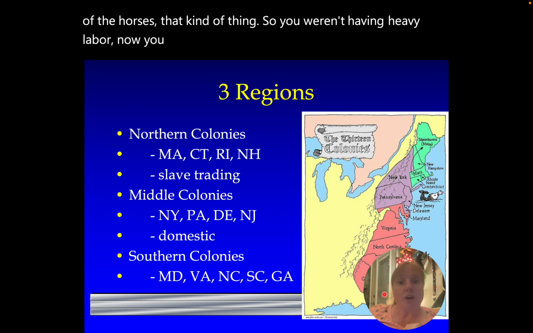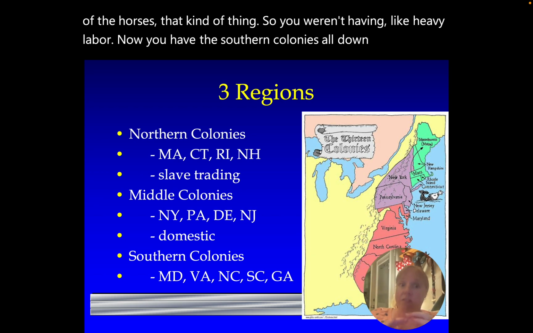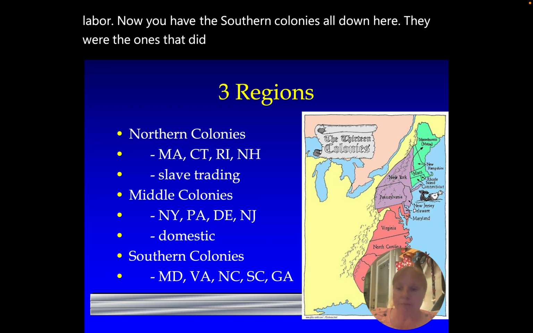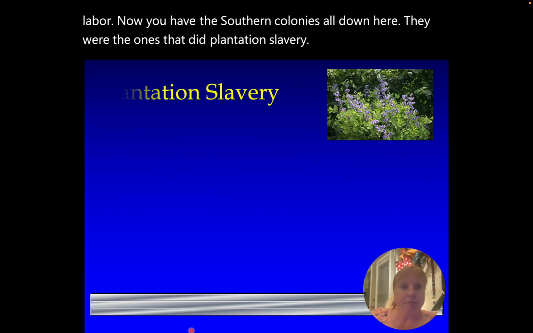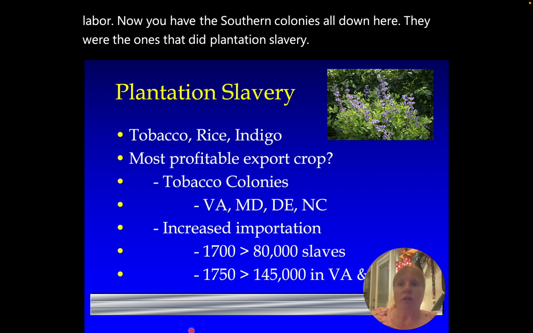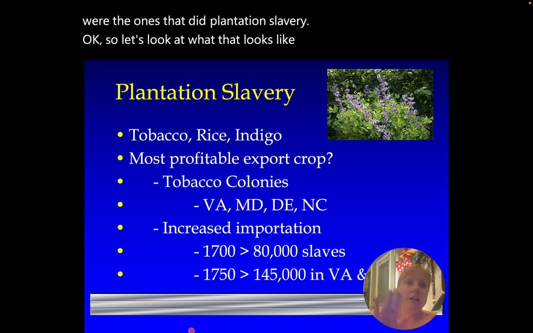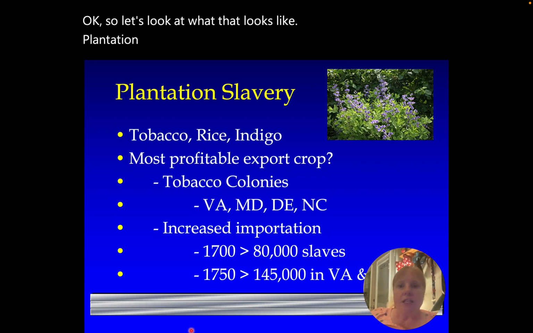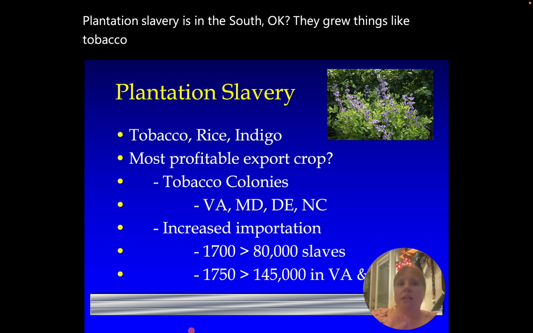Now you have the southern colonies all down here. They were the ones that did plantation slavery. Okay, so let's look at what that looks like. Plantation slavery is in the South. Okay, they grew things like tobacco, rice, and indigo.